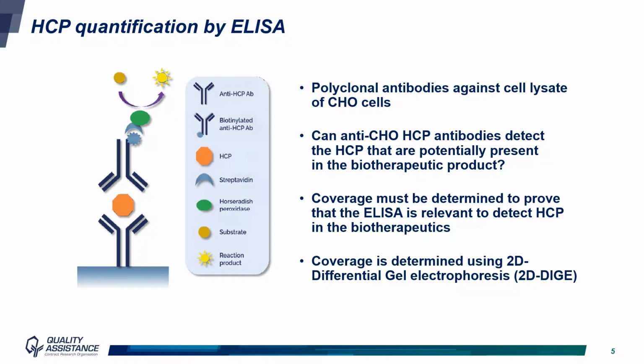However, a lack of immunogenicity in animals doesn't necessarily mean that the HCP will not elicit any immune response in humans. For this reason, the evaluation of the coverage is required to prove that the ELISA is suitable to detect HCP in the biotherapeutic. The coverage is the percentage of HCP proteins that can be detected by the polyclonal antibodies, and this is determined using 2D differential gel electrophoresis, or 2D-DIGE.